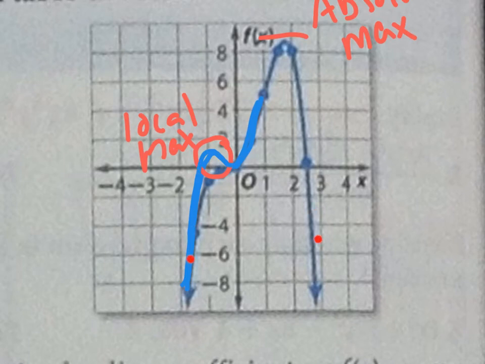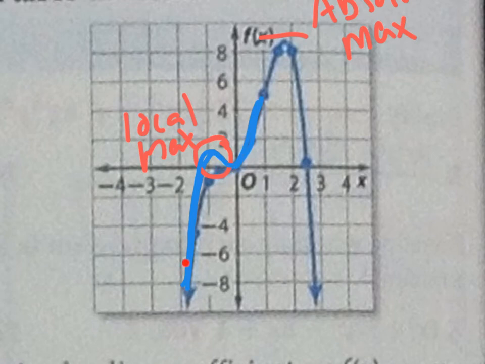Why? Because the absolute minimum is actually negative infinity. It keeps going forever down. So it doesn't have an absolute minimum. I guess you could say the absolute minimum is negative infinity. But there is a local minimum according to what I just drew. The local minimum will be right here.